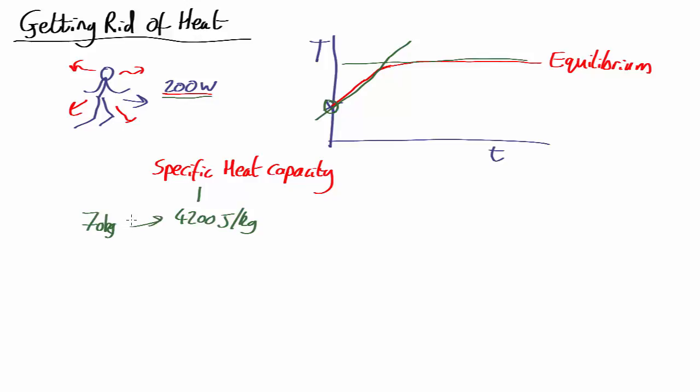So, factor these in together. It takes roughly 70 times 4,000, which is about 300 kilojoules per Kelvin. So to raise the temperature of the body of a human by 1 degree centigrade, or Kelvin, it's the same in this case, needs about 300 kilojoules.